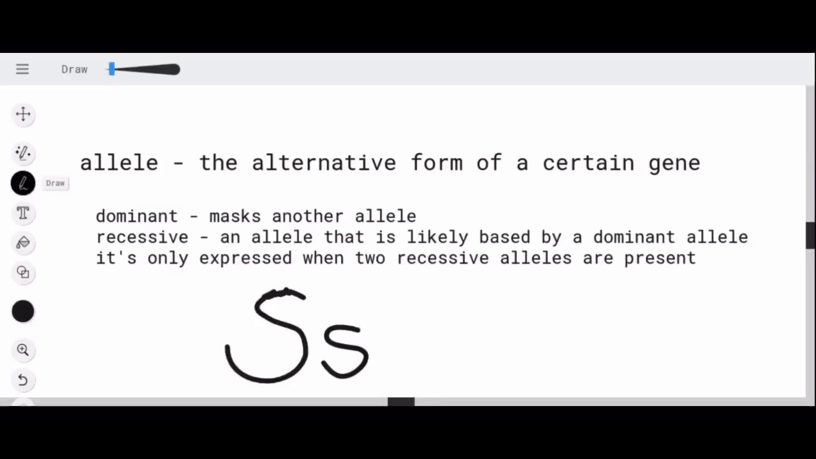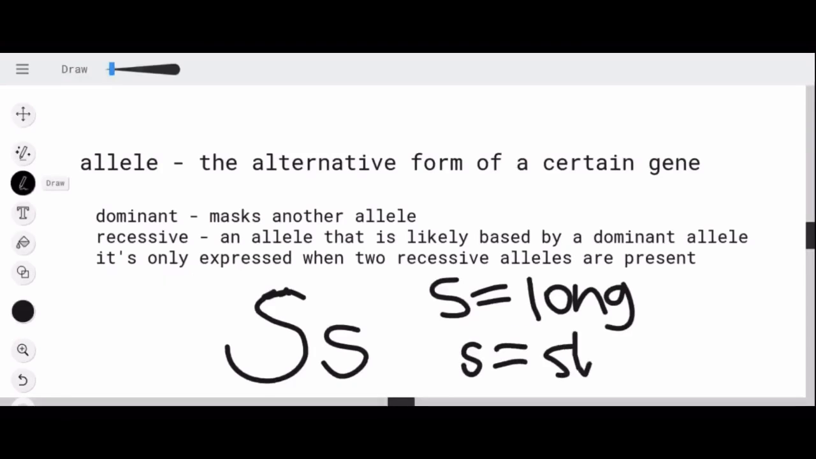Let's take for example, if capital S, the dominant trait, was long fur, and maybe lowercase s means short fur.